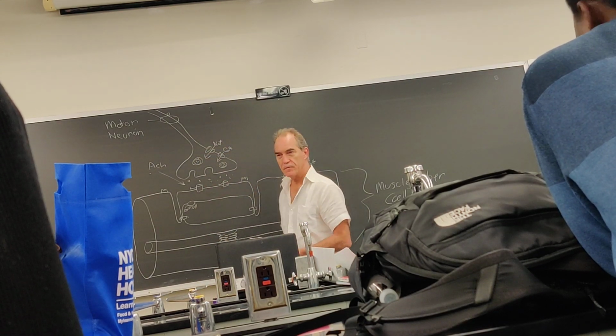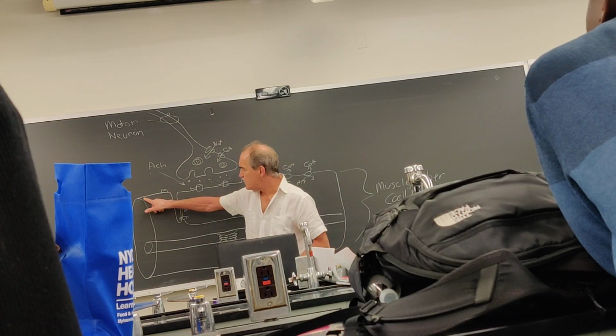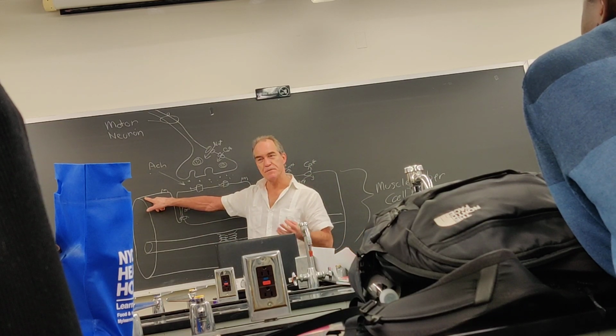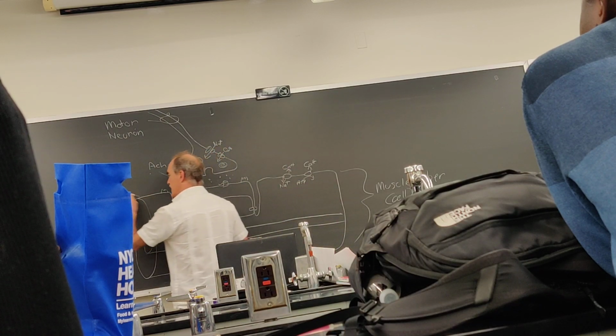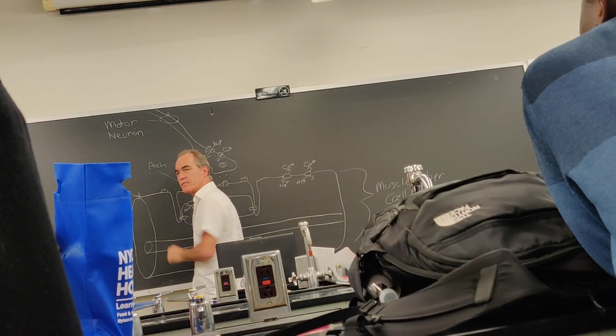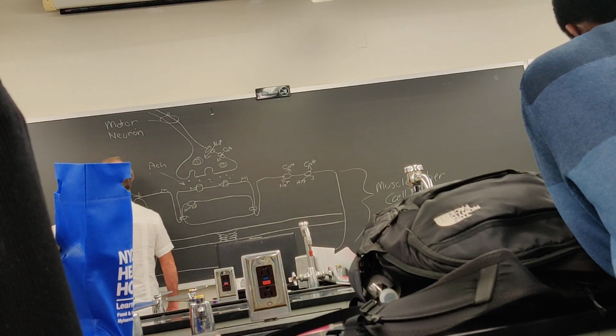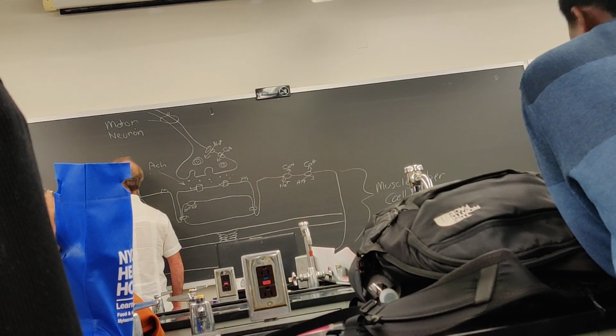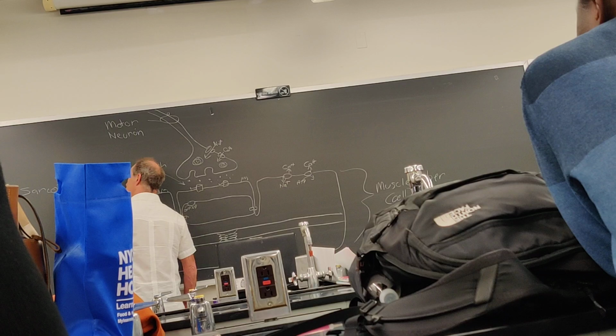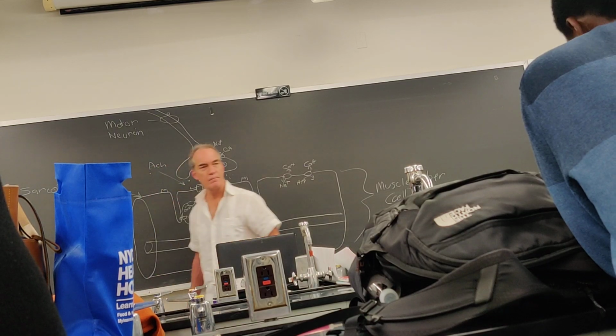Now, let's do the muscle fiber cell. Remember I told you that the cell membrane has a specific name when it's a muscle cell? The name is the sarcolemma, S-A-R-C-O-L-E-M-M-A. Okay, that's the cell membrane.